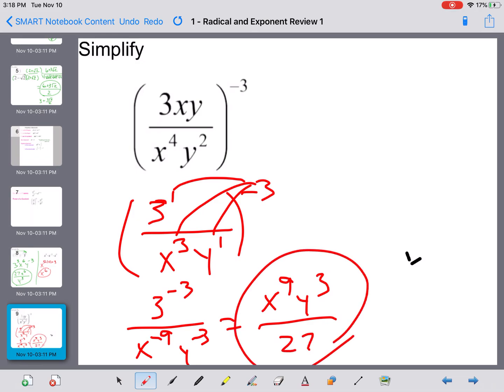So when they do move from one piece of the fraction to the other, they do change value to become positive. So I hope this helps you in reviewing radicals and some basic exponent properties.